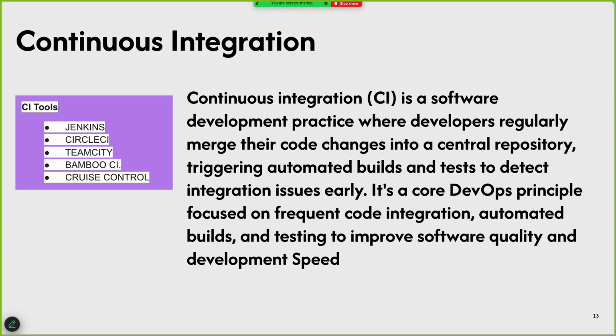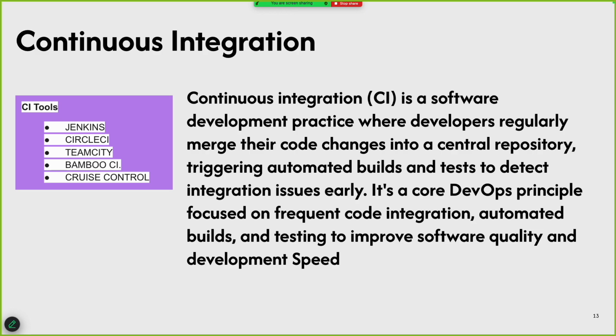Yeah. So what is continuous integration? Continuous integration is a software development practice where developers regularly merge their code changes into a central repository, triggering automated builds and tests to detect integration issues early. It's a core DevOps principle focused on frequent code integration, automated builds, and testing to improve software quality and development speed.